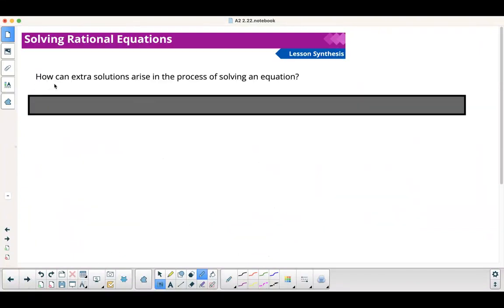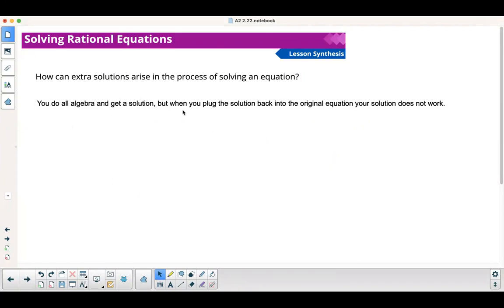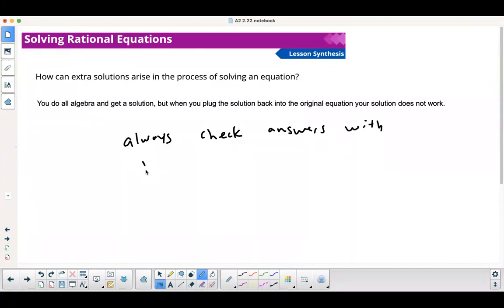All right, so how can extra solutions arise in the process of solving an equation? You do all the algebra and get a solution, but when you plug the solution back into the original equation, your solution does not work. Always check answers with rational equations. Anytime you have x in the denominator, always check it.